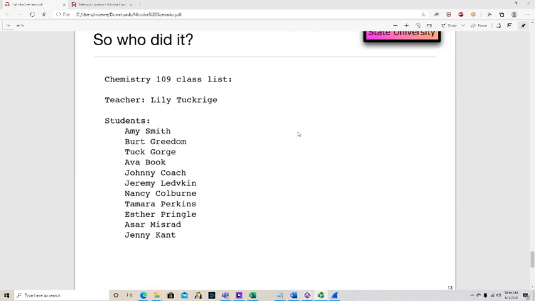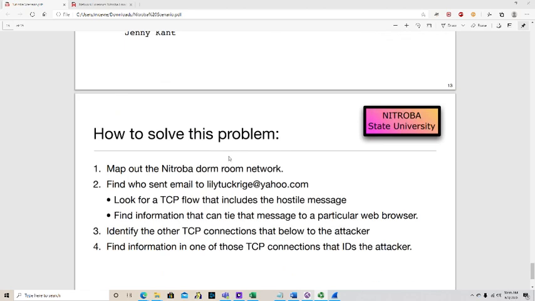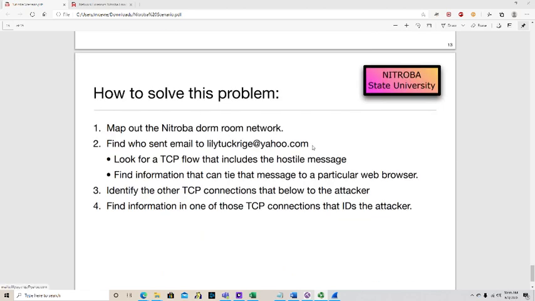Now what we need to figure out is who on this list actually sent that potential email, or did any of them actually send that specific message? Is it someone in this person's class, or someone outside of this class? So we want to solve the following problems. How do we go through and do that?